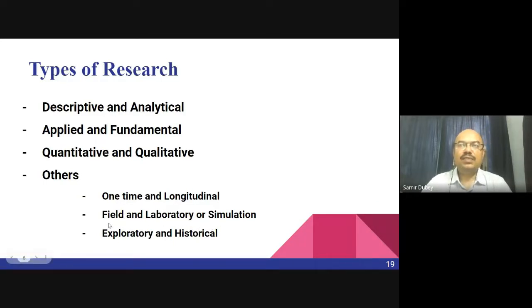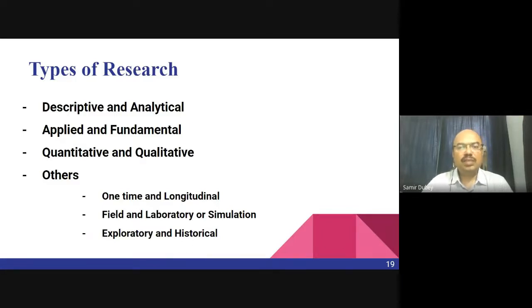Field research is where we conduct surveys and collect data from the field. Laboratory research is where the variables are controlled by the researcher, and the deviation in the independent variable is generally observed on the dependent variable. This is known as laboratory research. And since all the conditions and the environment are created by the researcher, it is also called simulation research.